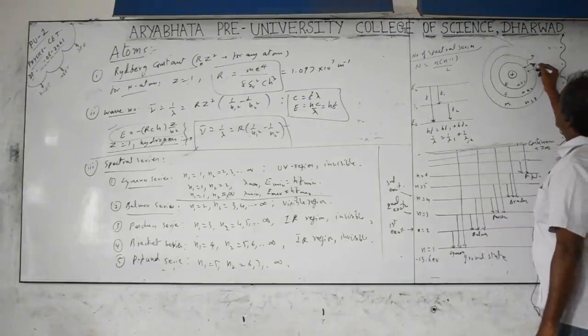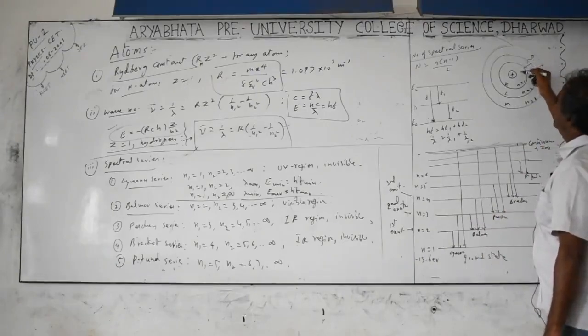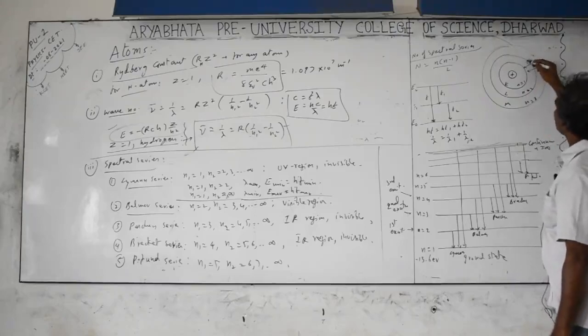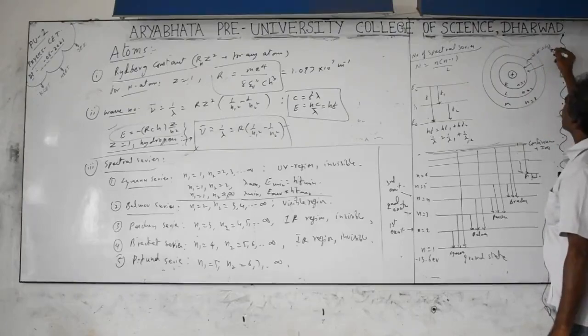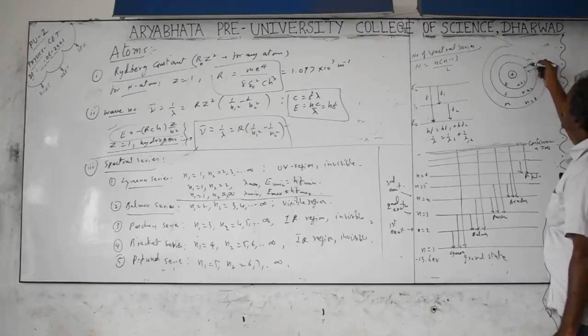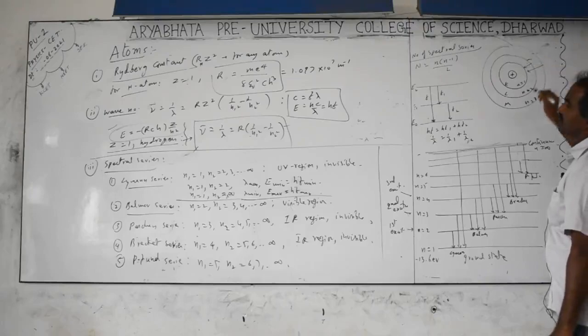So electrons are jumping from a higher energy level to a lower energy level, accelerating and emitting electromagnetic waves. E equal to hf, or hc by lambda, is the energy emitted. So depending on which energy level the electron jumps from, to the ground state or to another energy level, the frequency will be different.